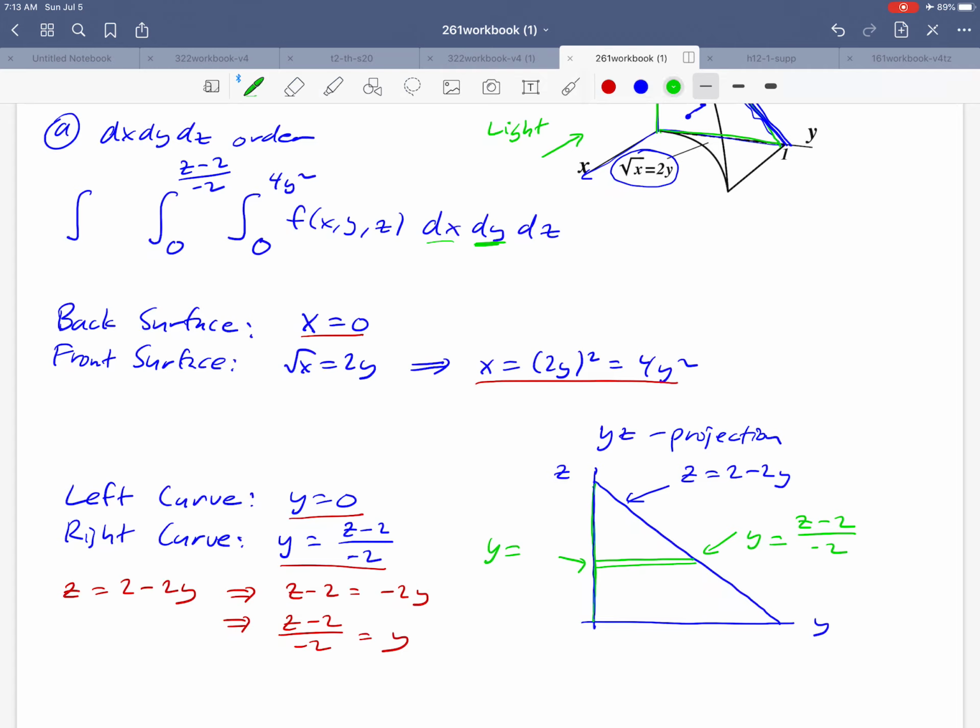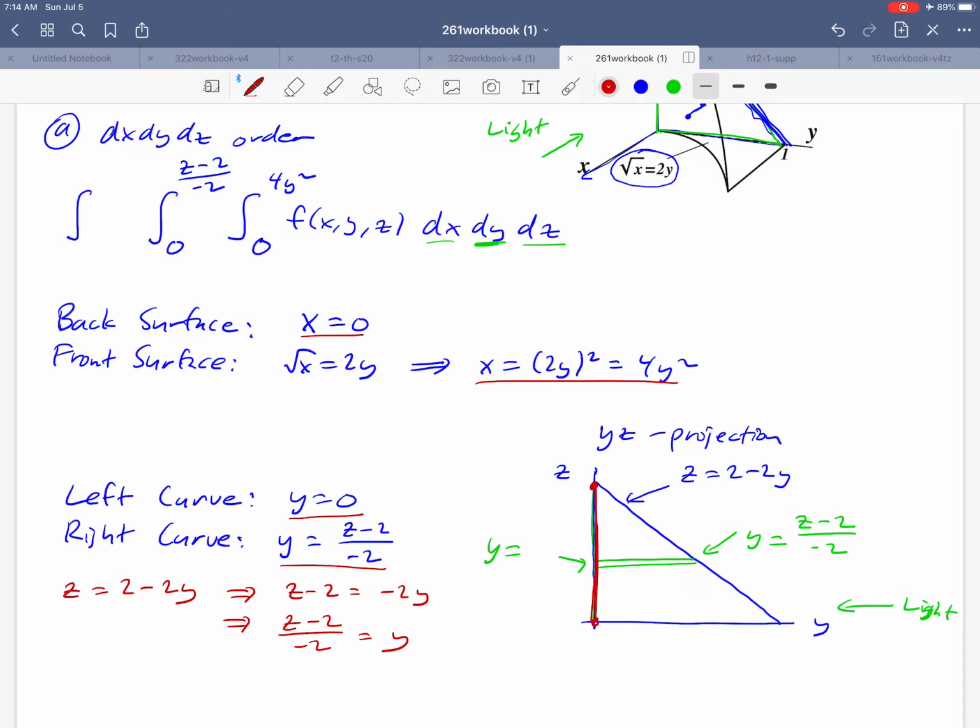The last direction that we need to integrate is in the z direction. And so let's see, we just got done integrating in the y direction, so we want to shine a light this time down the y-axis and ask, what would the shadow of this triangular region look like on the z-axis? Well, you can kind of see the shadow here.